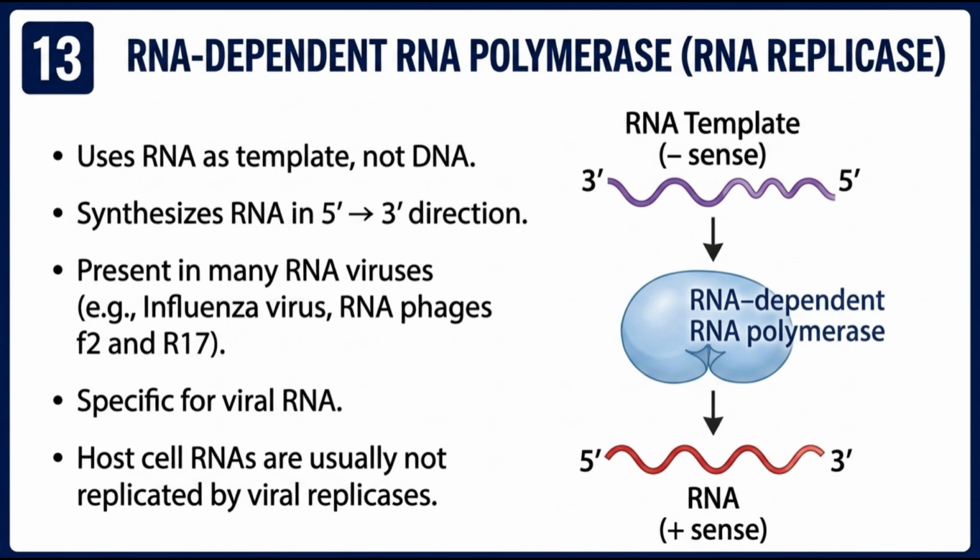RNA-dependent RNA polymerase. RNA-dependent RNA polymerase is also known as RNA replicase. Unlike normal RNA polymerase, it uses RNA rather than DNA as the template. This enzyme is mainly found in RNA viruses. It synthesizes RNA in the 5' to 3' direction. Examples include influenza virus, bacteriophage Qβ, and other RNA viruses. These polymerases specifically replicate viral RNA genomes and generally do not replicate host cellular RNAs.